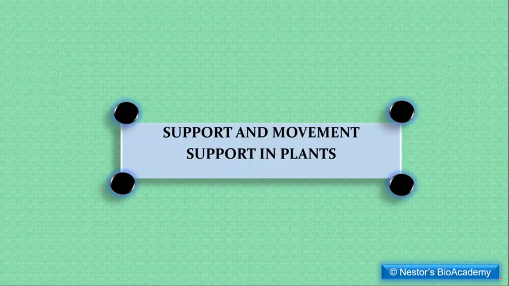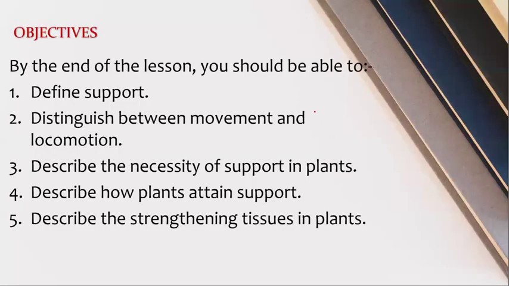So the main objectives of this lesson are that by the end of it, you need to be able to define what support is. You need to be able to distinguish between movement and locomotion. You need to be able to describe the necessity of support in plants. Why do plants need support? And again, you need to be able to describe how plants usually attain support. And it's also very important that you be able to describe the various strengthening tissues we always find in plants.